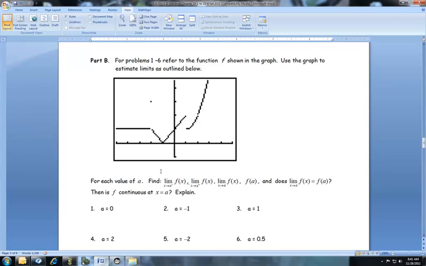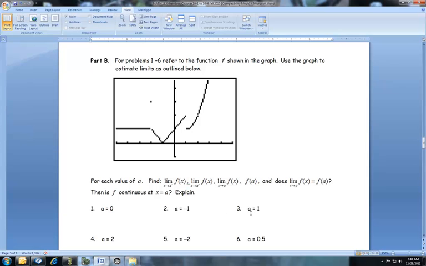The limit of my function as x approaches a, or in this case -1, from the left looks like 0. From the right, it is 0. So the limit of the function as x approaches -1 is 0. F of -1 is 0. And they do equal one another, so the curve is continuous.